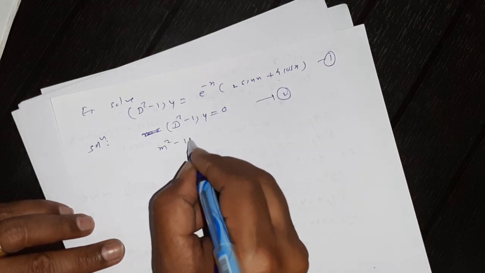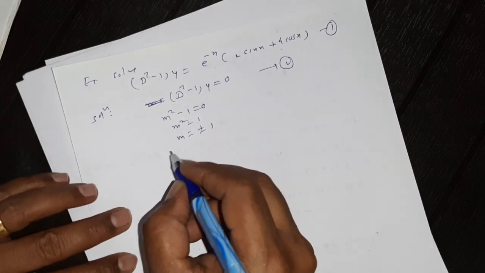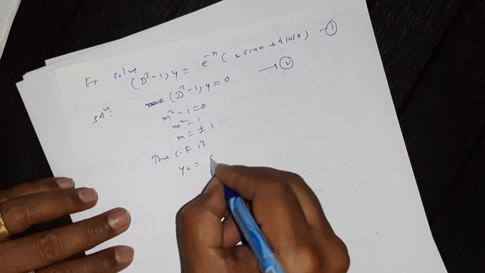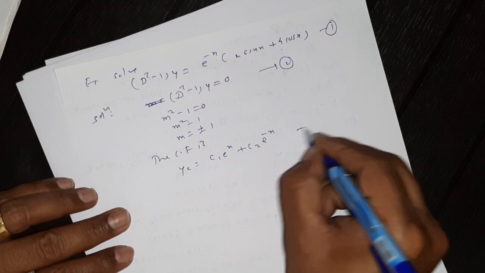And the auxiliary equation is this. So m square is 1. Therefore m is plus or minus 1. And therefore the complementary function is yc is equal to c1 e raised to x plus c2 e raised to minus x.